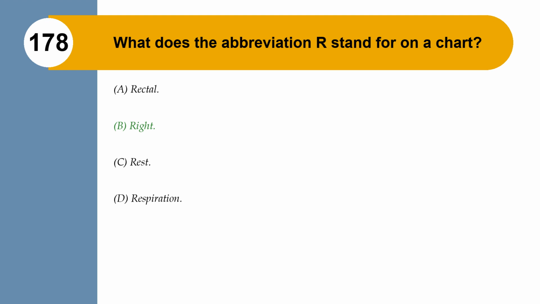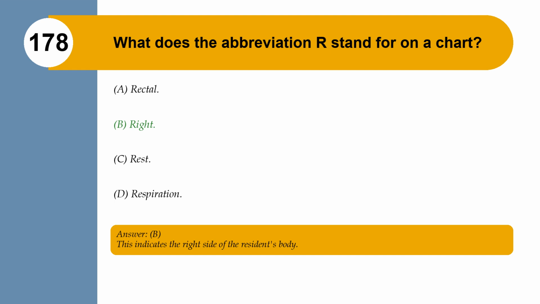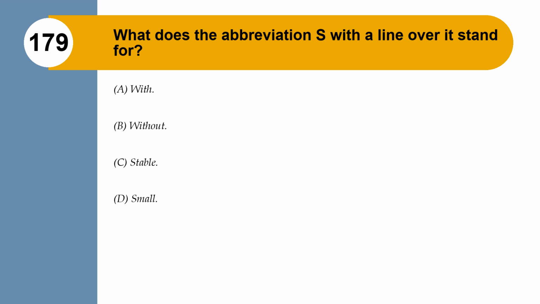The correct answer is option B, right. Explanation. This indicates the right side of the resident's body. Question 179. What does the abbreviation S with a line over it stand for? Option A, with. Option B, without. Option C, stable. Option D, small.